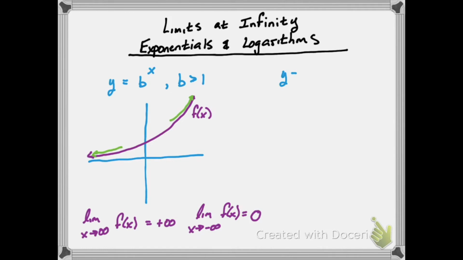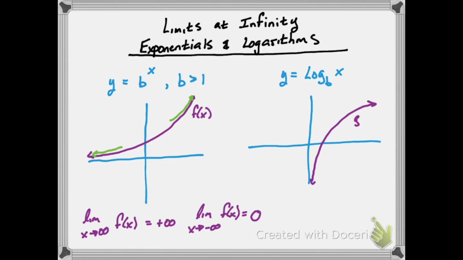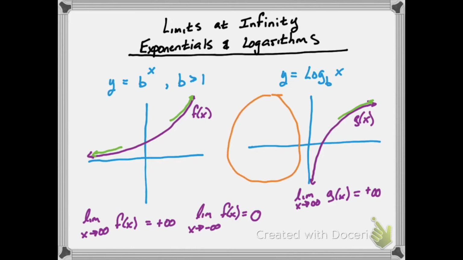Similarly, for our logarithmic functions with any base, our graph is going to tend to look like this. Let's call this g of x. And we can say the limit as x approaches infinity of g of x, we can see it progressively gets higher, and we'll say this goes to positive infinity. We don't really have a negative infinity here because our graph stops at 0.